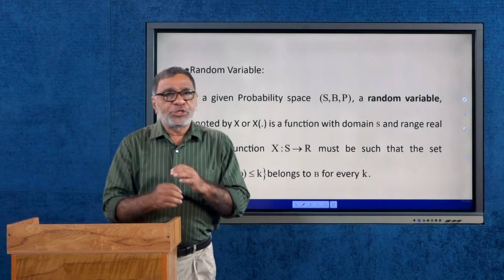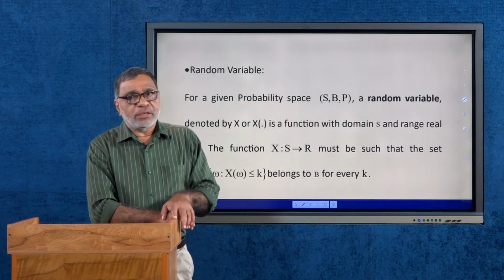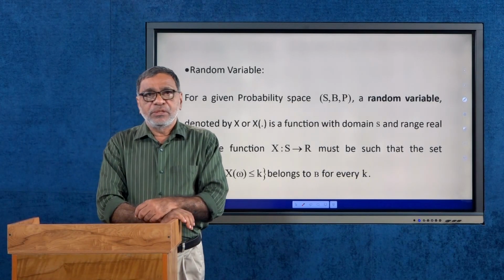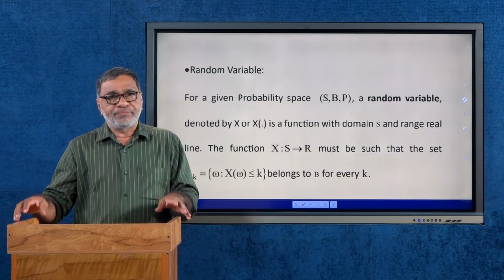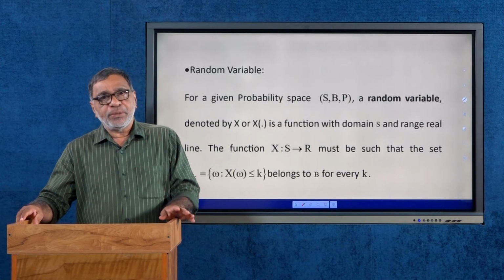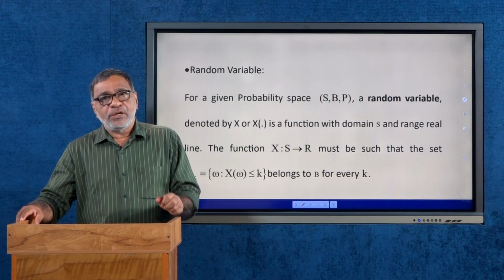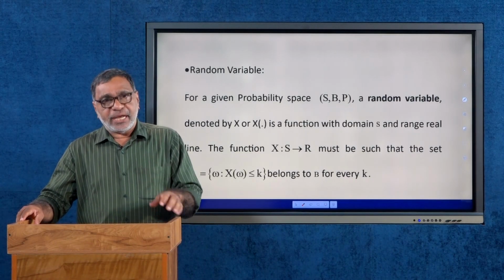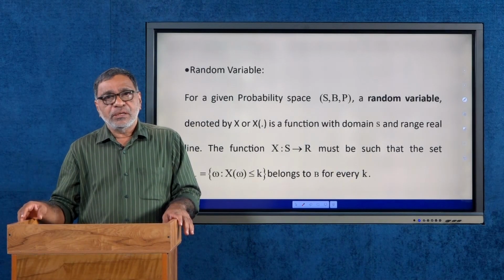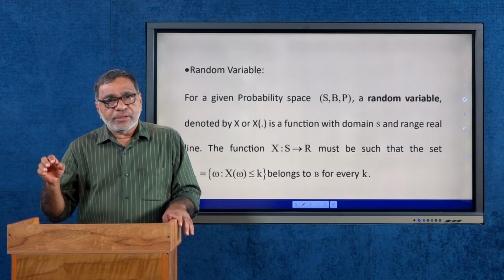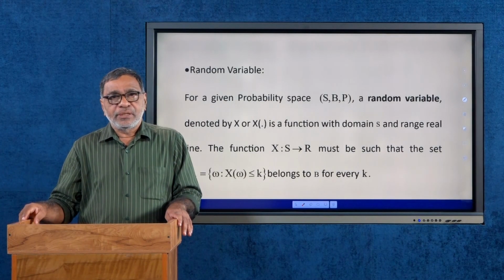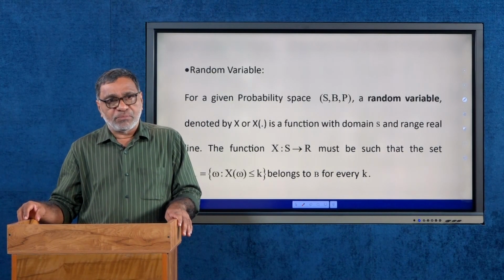Now we are in a position to define a random variable. What do you mean by a random variable? See, a random variable is also a function. So for a given probability space (S, B, P), a random variable, usually denoted by X, is a function with the domain as the sample space and the range as the real numbers.